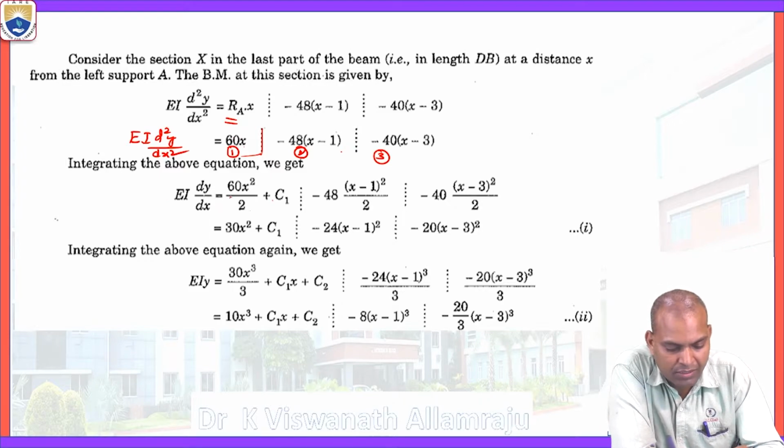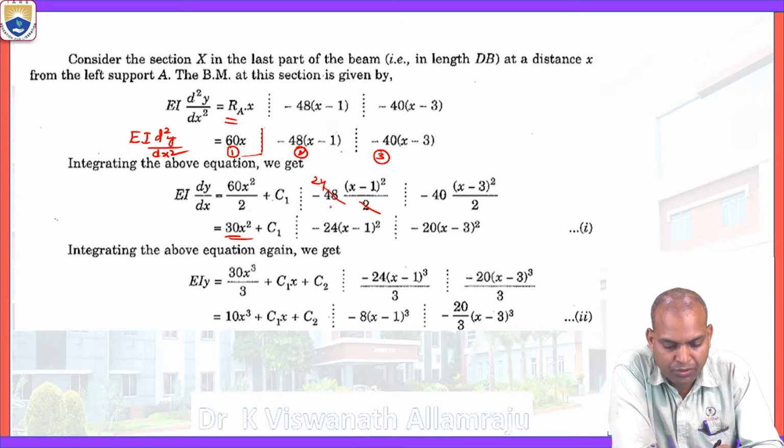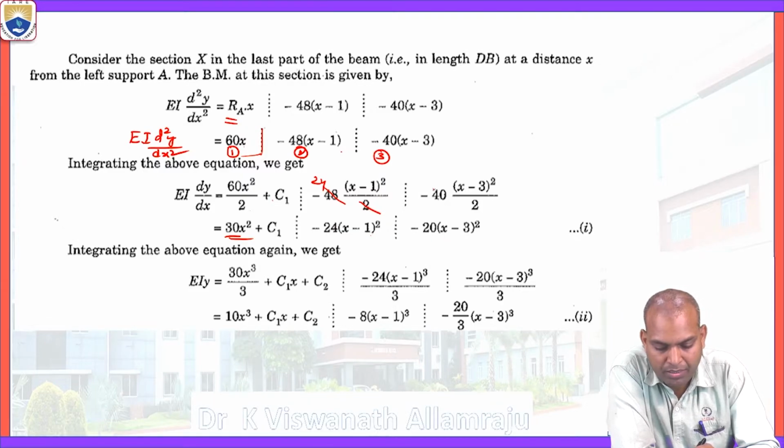Now simplifying this equation, 60 by 2, that is 30 times x square plus C1, minus 24 times x minus 1 whole square, minus 40 by 2, that is 20, minus 20 times x minus 3 whole square, that is EI times dy by dx.